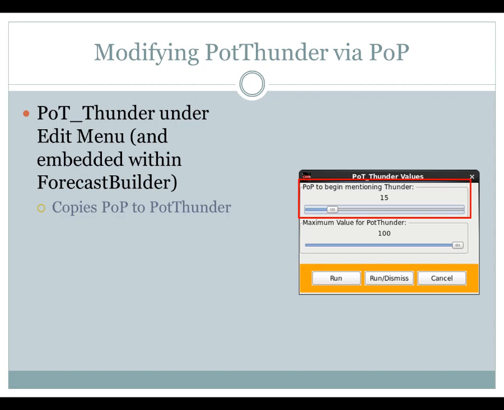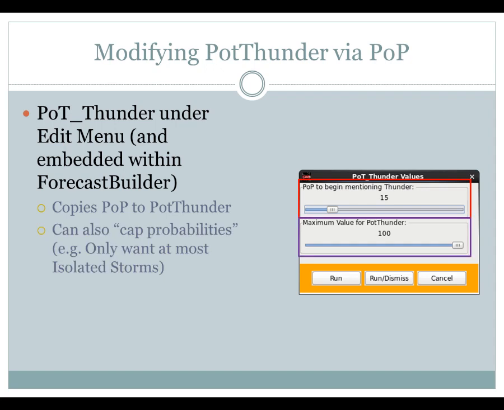You can copy the POP directly to the pot thunder, and you can specify at what POP to start mentioning thunder. You can also limit how high the probabilities can go. For example, if I only want isolated storms, I bring that maximum value down to 20, and that will cap it.